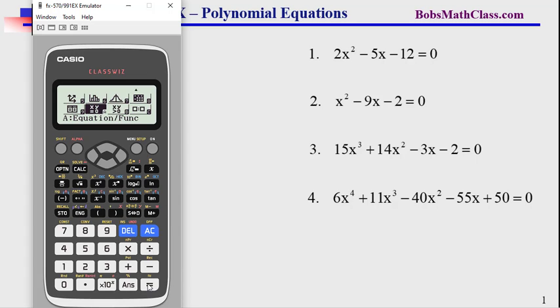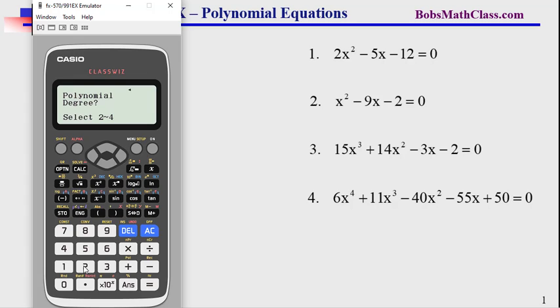Notice that it says equation / function. Then we have two choices. We have number 1, which is for simultaneous equations, and number 2, polynomial. So you're going to choose number 2. So just find the number 2 on your keys and click on number 2.